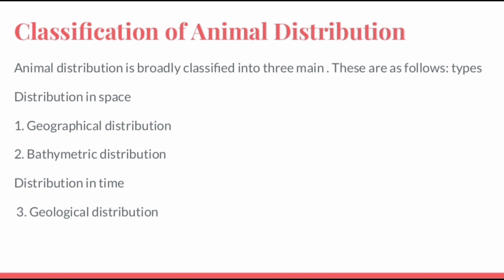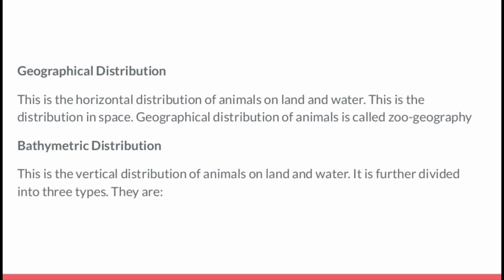Animal distribution is broadly classified into three main types. These are as follows. Distribution in space. It is divided into geographical distribution and bathymetric distribution. In distribution in time, geological distribution. Geographical distribution. This is the horizontal distribution of animals on land and water. This is the distribution in space. Geographical distribution of animals is called zoogeography.